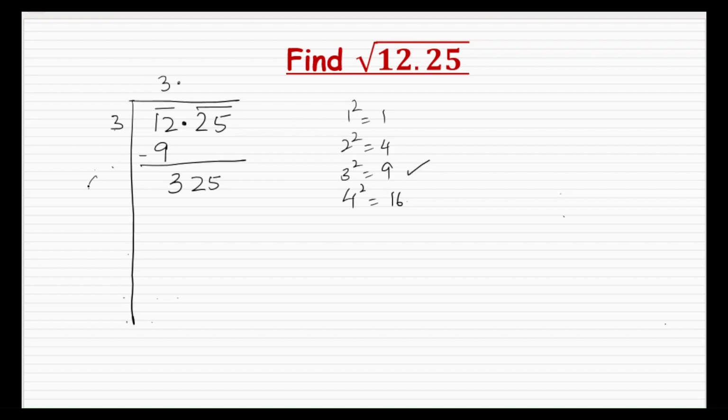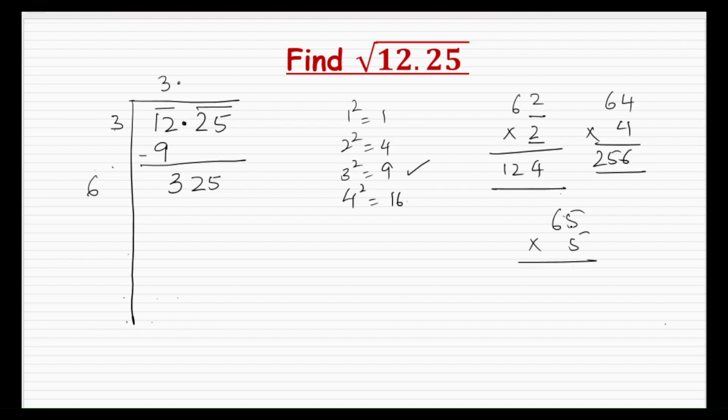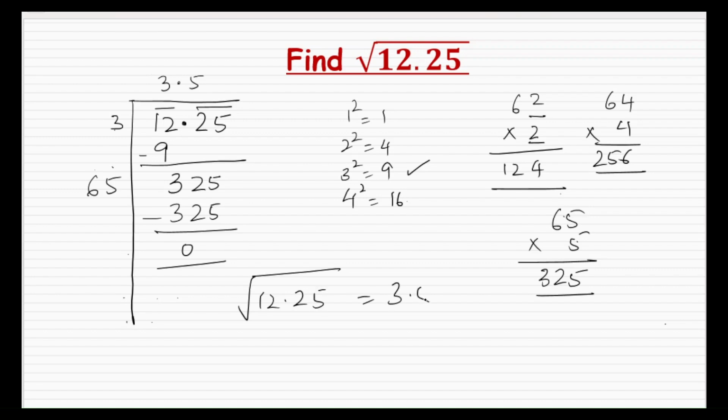Double this 3, 3 plus 3 is 6. Now I want to fill my blank with such a number so that my answer is 325 or less than 325. If I do 2, 2 times 2 is 4, 2 times 6 is 12, way smaller than 325. Let's check with 4. 4 times 4 is 16, and it gives me 256, still smaller. I want to try it with 5. 5 times 5 is 25, 5 times 6 is 30, and 2 plus 30 is 32. So 325, perfect. So I got it as 5. So 325, subtract, remainder 0. My division is complete. So the square root of 12.25 is 3 and 5 tenths.